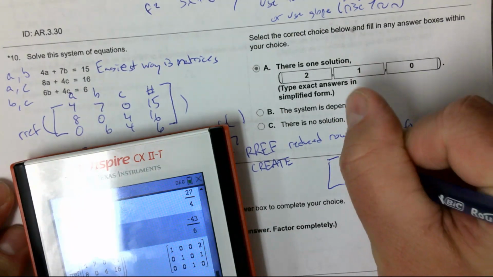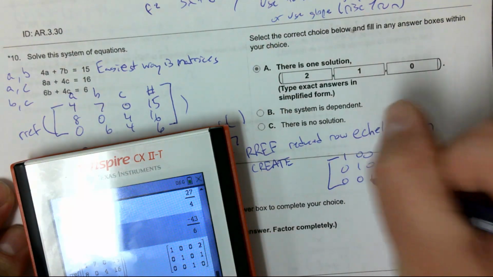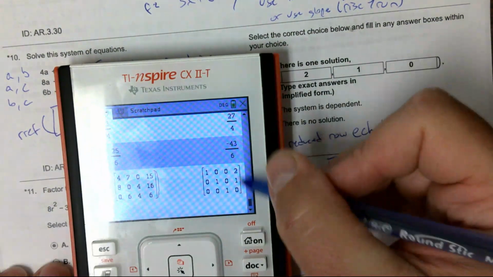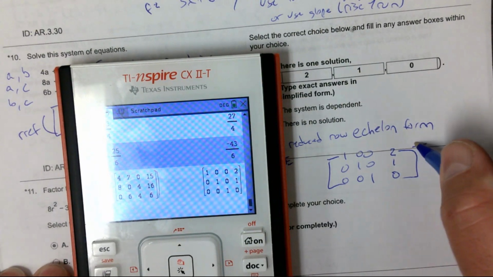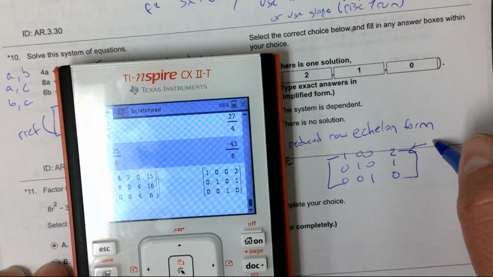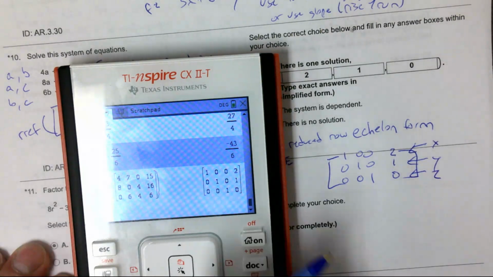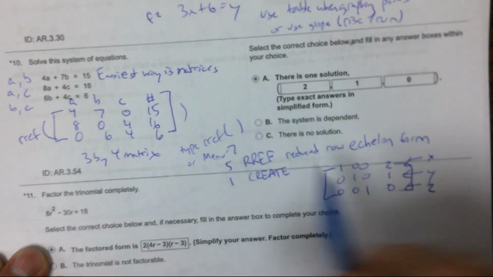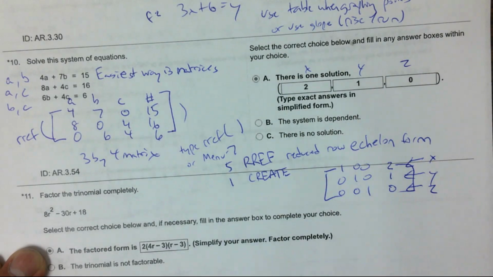So it goes 1, 0, 0, 0, 1, 0, 0, 0, 1. And then these numbers over on the right are your answers, 2, 1, and 0. So this is your X, this is your Y, and that's your Z. So there's your X, Y, Z: 2, 1, 0.